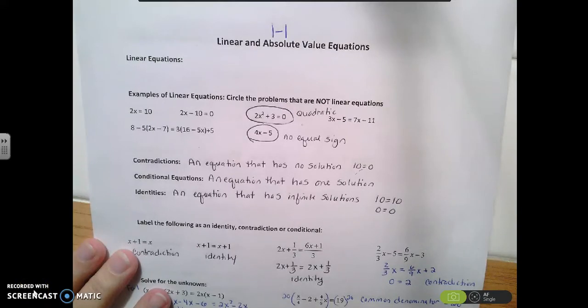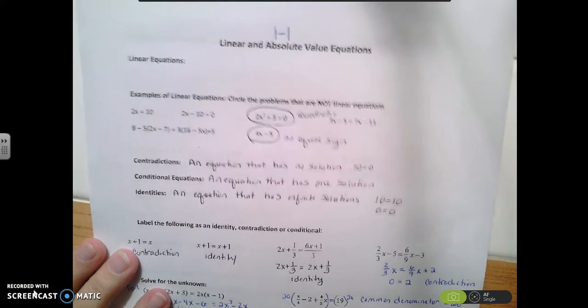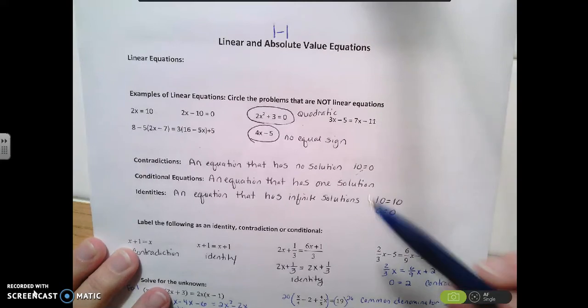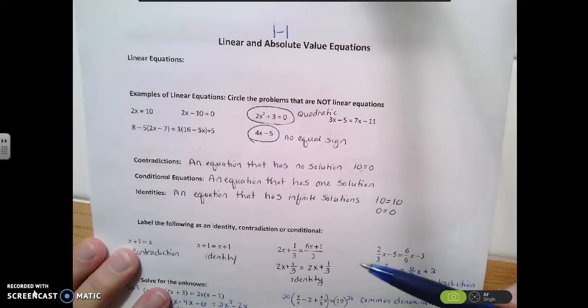Alright, we're going to look at section 1.1 in the book, and this is going to be in two parts. We're going to talk about up to absolute values, and then we're going to talk about some more complex absolute value problems. So we're talking about linear equations and some absolute value equations in this section.